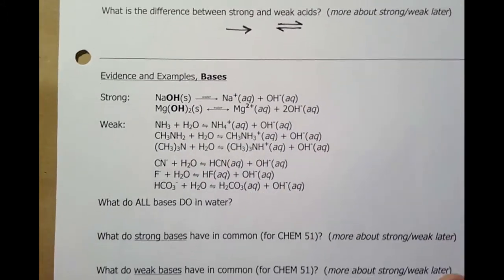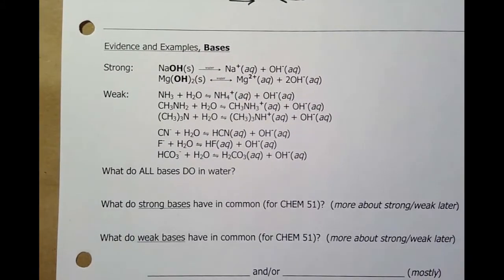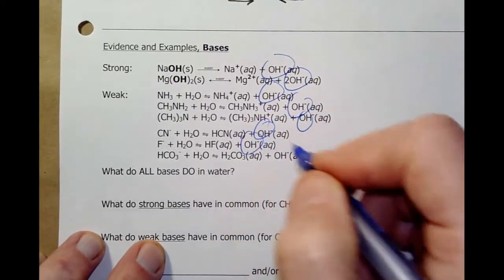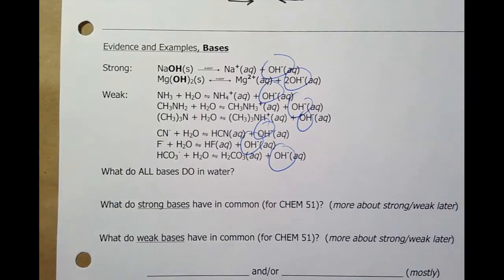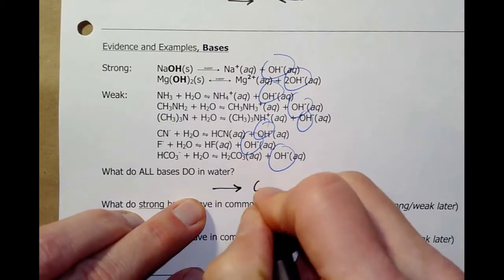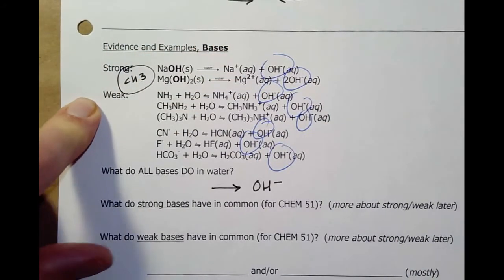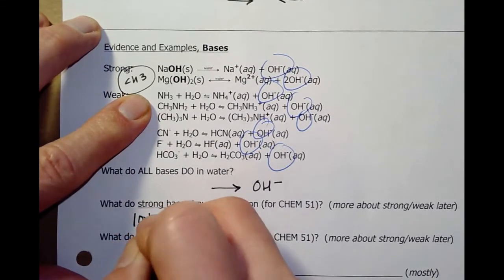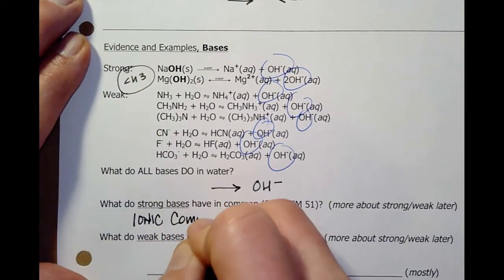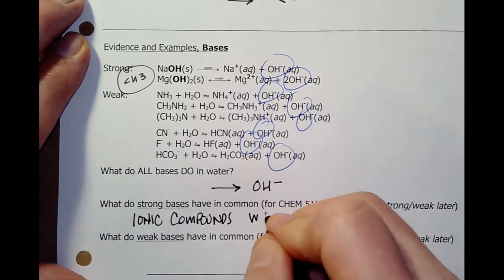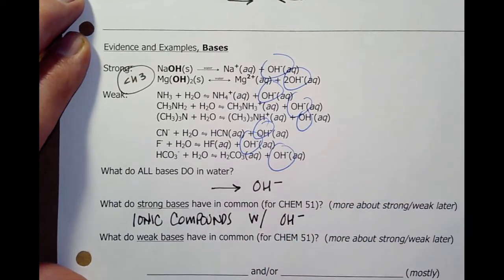Bases get there a couple of different ways, but you'll certainly notice OH, OH, OH, OH. That's hydroxide, right? So every single one of these somehow makes hydroxide in water. Now, the strong bases up here, that's chapter 3. Those are ionic compounds with hydroxide, with OH minus.